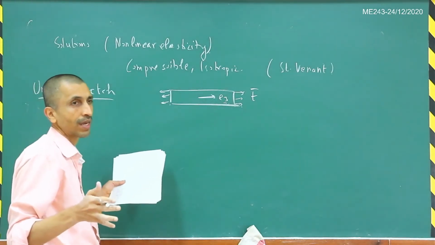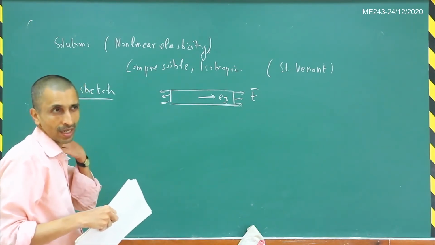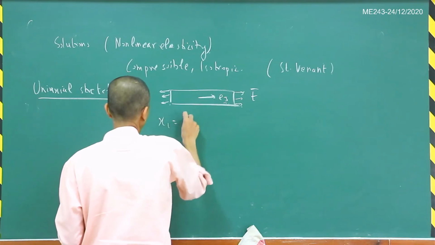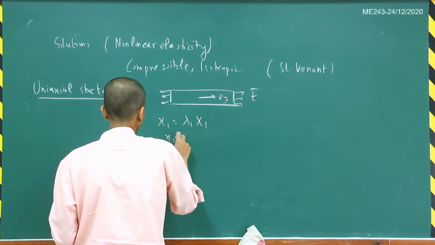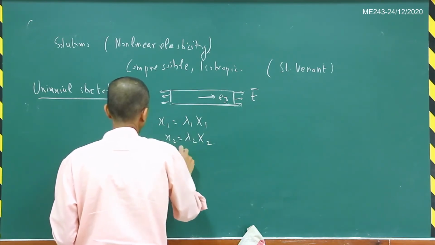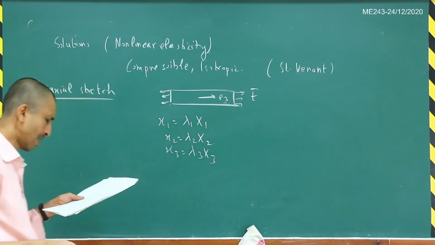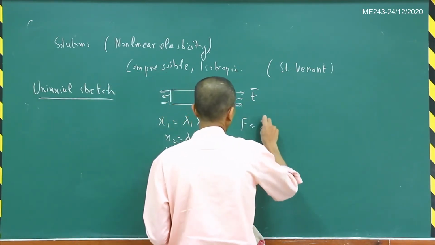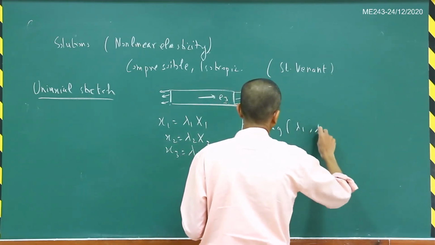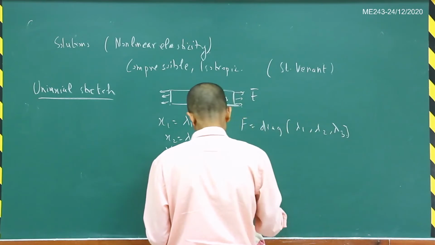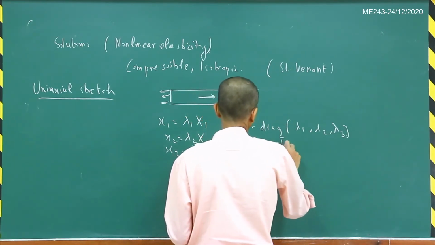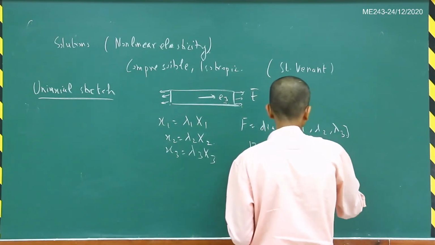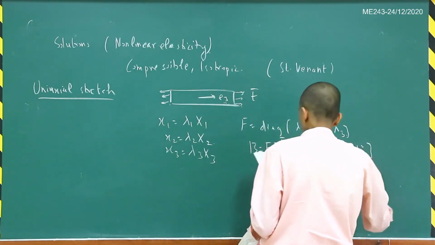Because the tractions on the ends are uniform, it is very easy to guess the deformation field in this particular case. You can write x1 is equal to lambda 1 times X1, x2 is equal to lambda 2 times X2, and x3 is equal to lambda 3 times X3. So you can easily guess what the deformation field looks like here. You'll get that F is equal to diagonal of lambda 1, lambda 2, lambda 3, and your B will be equal to F F transpose, that is equal to a diagonal matrix, lambda 1 square, lambda 2 square, lambda 3 square. So this is your B.